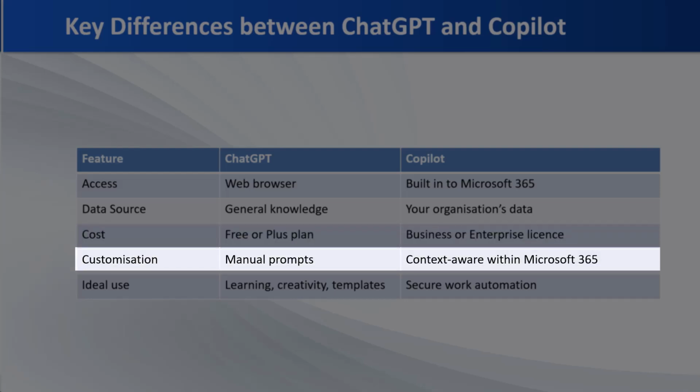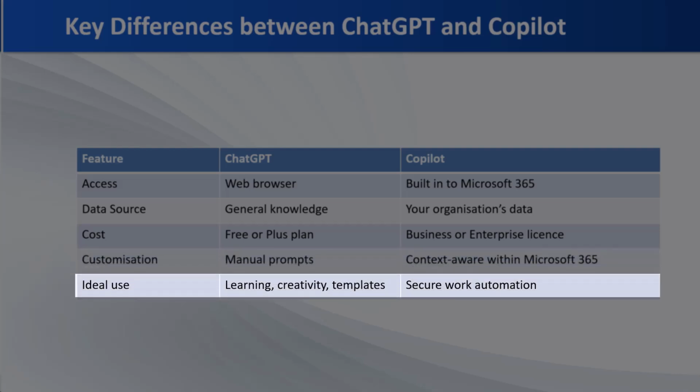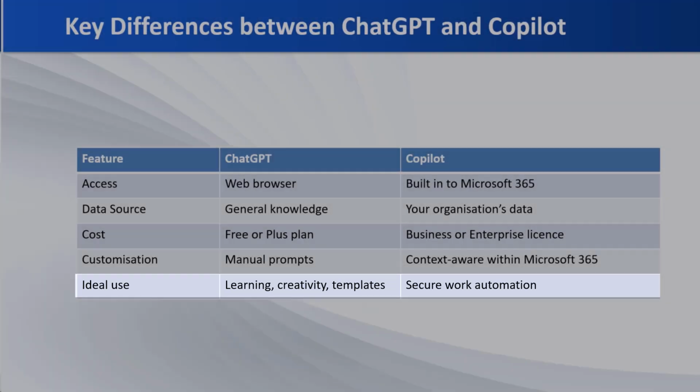In terms of using the AI for ChatGPT, you would type in manual prompts, or of course you can paste them in, whereas with Copilot, it's context aware within Microsoft 365. So the ideal uses for these tools are for ChatGPT, a general purpose learning, creativity, and templates tool, whereas with Copilot, it's ideal for secure work automation.